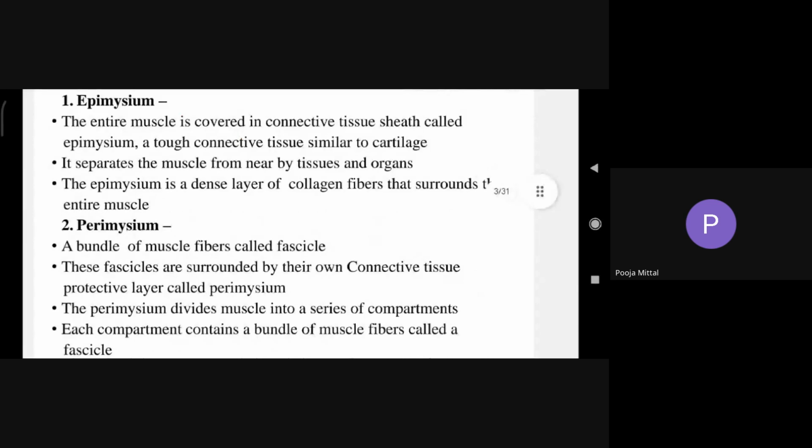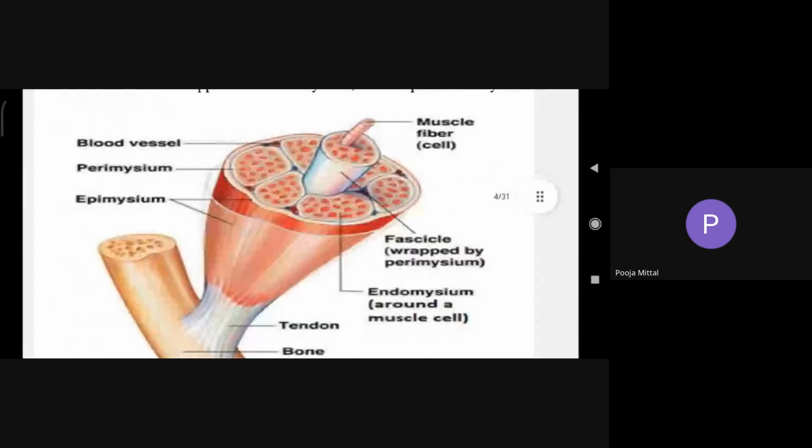So let me go to the picture. Yes, this one. Here you can get a clear concept of the covering and muscle fibers. The outermost covering of this whole bundle, can you see the figure clearly?